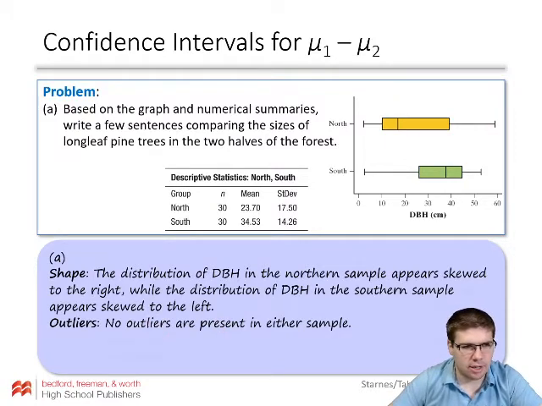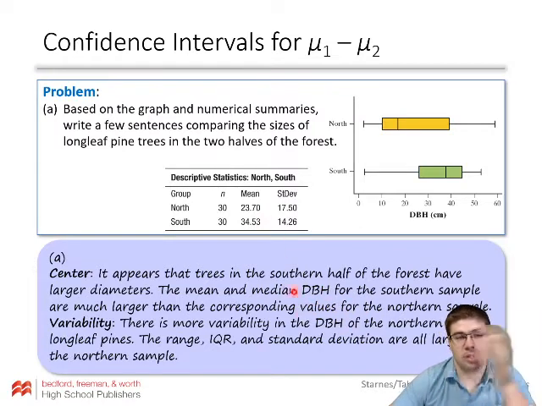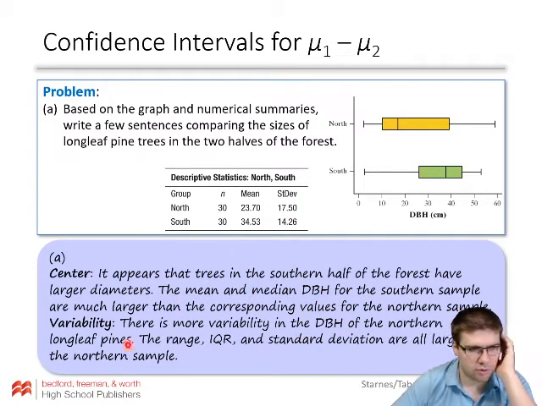The center: it appears that trees in the southern half of the forest have larger diameters. So south, we can see that both in a higher median and in a higher mean. The mean and median DBH for the southern sample are much larger than the corresponding values in the northern sample. Make sure when you're comparing shape, center, and spread, you use comparative language like greater than, less than, more than, and so on and so forth.